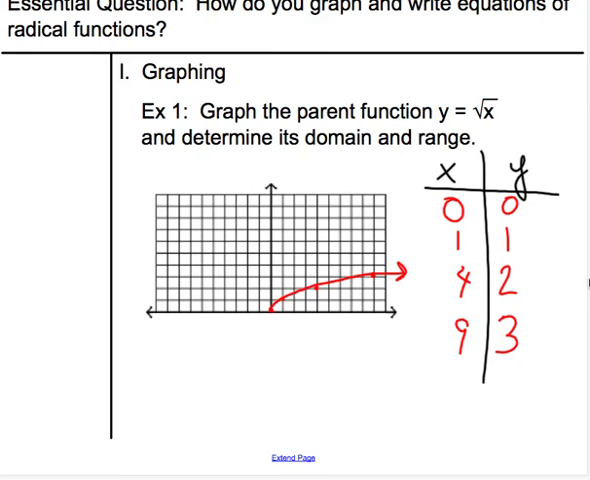So our domain, what's under the radical, is just x greater than or equal to 0. Looking at the graph of the function, the range is the same as well, greater than or equal to 0. Thinking about our y values, we're starting at 0 and we're only looking at the positive roots. So y is greater than or equal to 0 is our range.